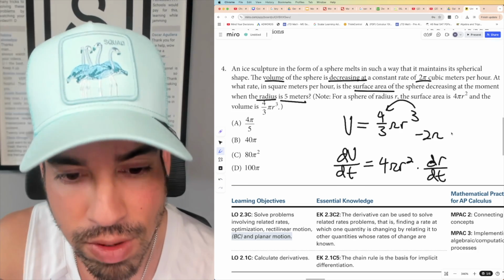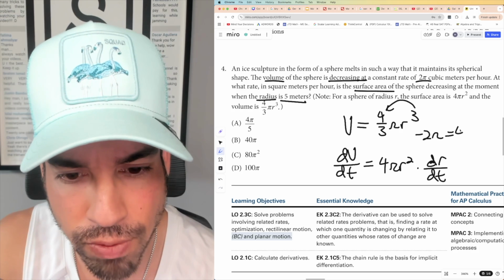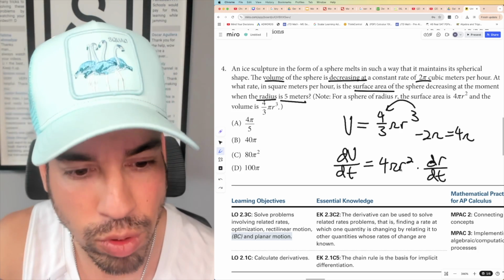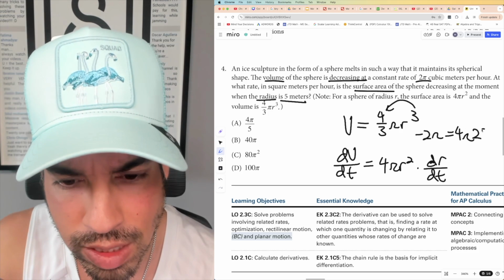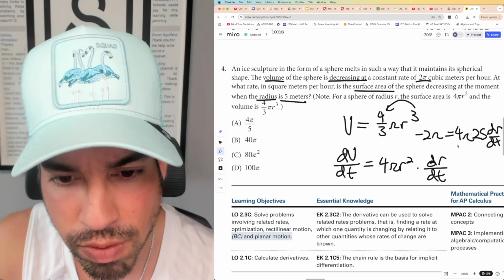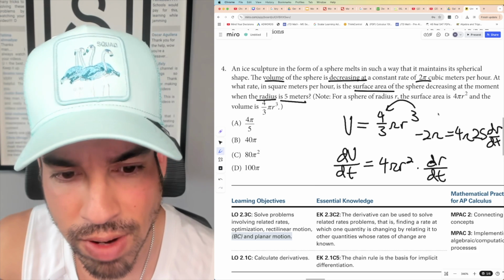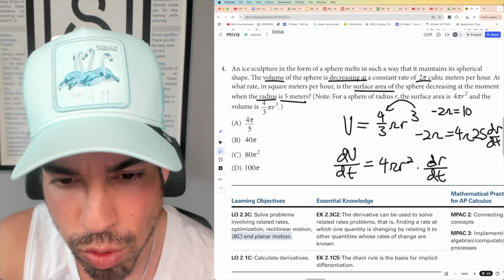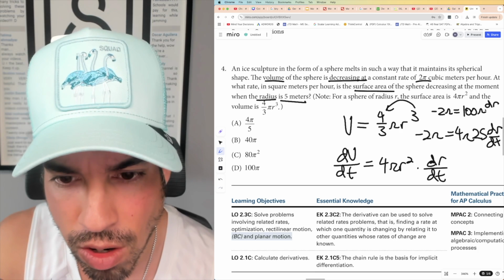So we got negative 2 pi is equal to 4 pi, and then what's r here? This is when the radius is 5. So we're going to plug in 5. 5 squared is 25 times dr/dt. And again, dr/dt is what we're solving for. So 4 pi times 25 is 100 pi. So we have negative 2 pi equals 100 pi dr/dt.